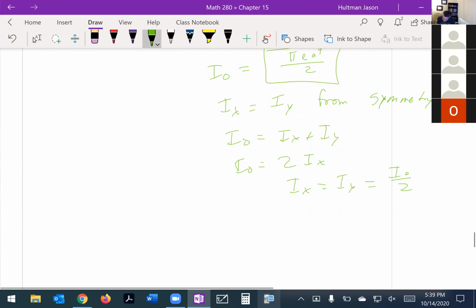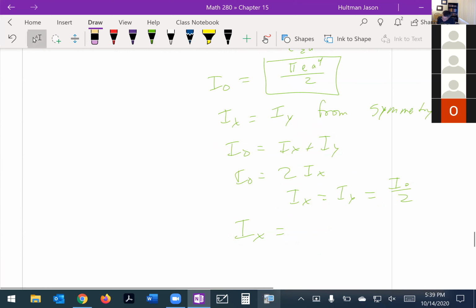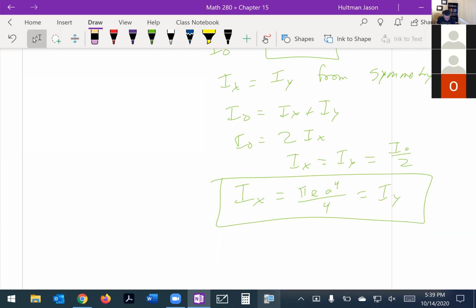So what is I_x? Well, I_x is going to be equal to pi rho a to the 4th over 4, and that's going to equal I_y. Is that it? Yeah, that's it.